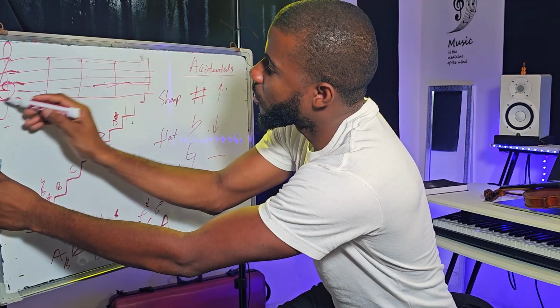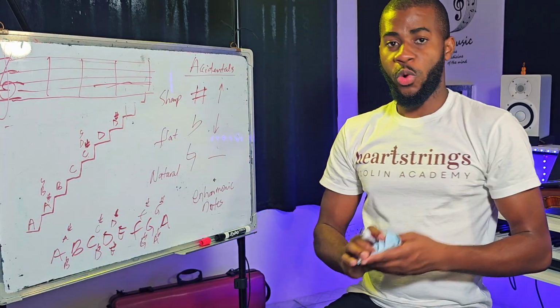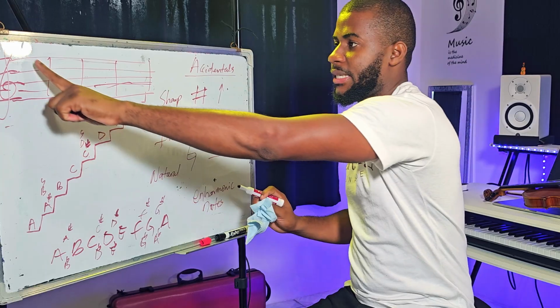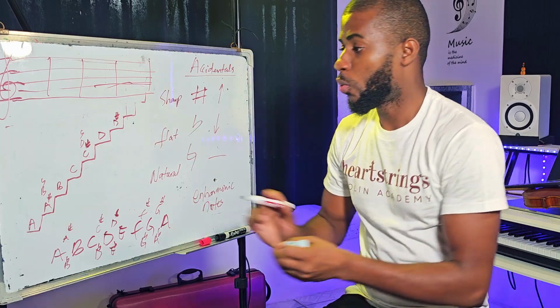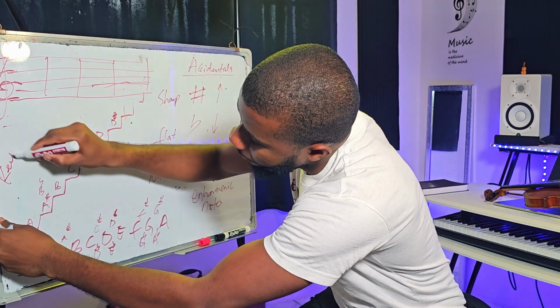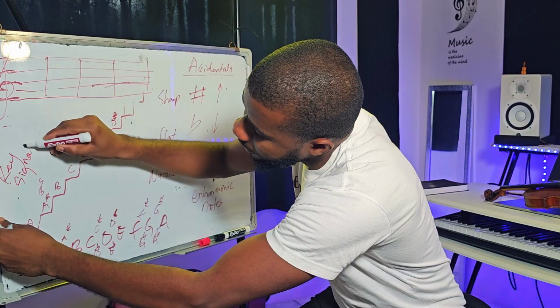Let's say this is the treble staff. Right, when we have the accidentals placed at the very beginning of the music, in the first bar of the music, we call those key signature. Key signature.